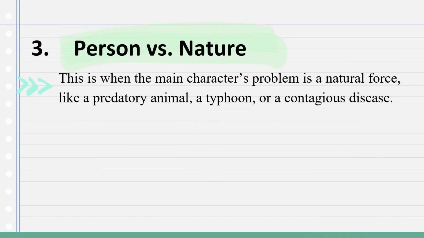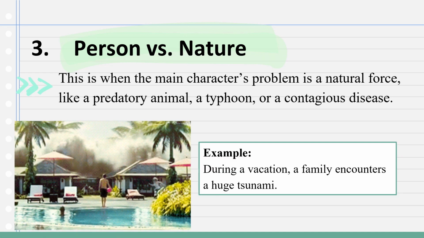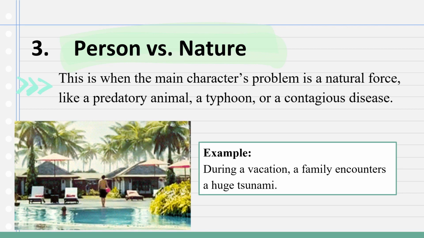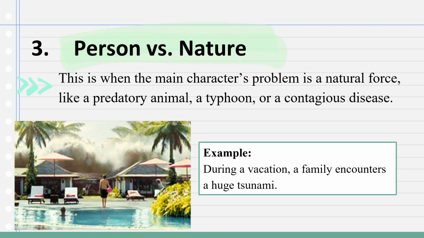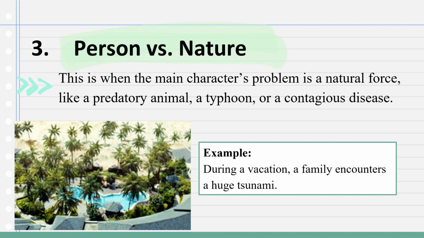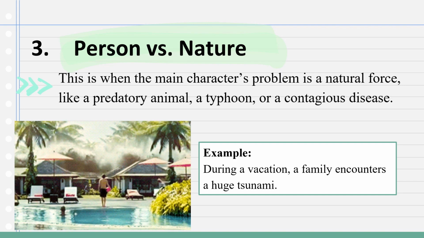Another kind of external conflict is person versus nature. This is when the main character's problem is a natural force, like a predatory animal, a typhoon, or a contagious disease. For example, during a vacation, a family encounters a huge tsunami. In this example, the character's opposition or the opposing force is the tsunami.